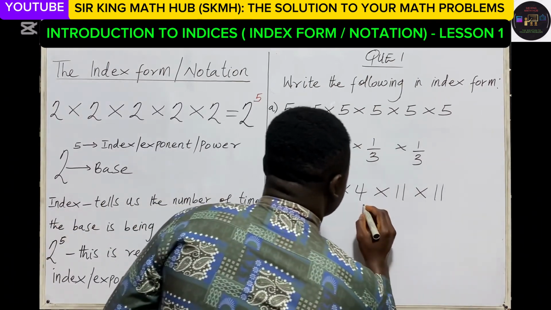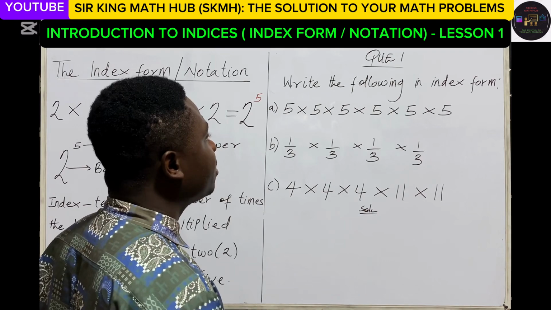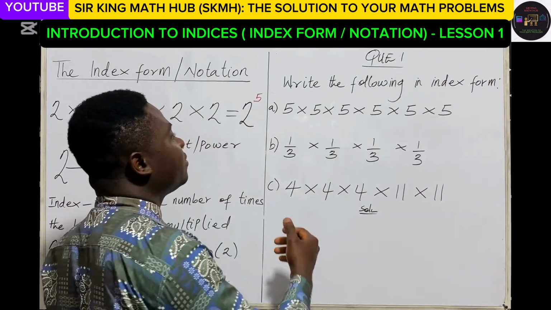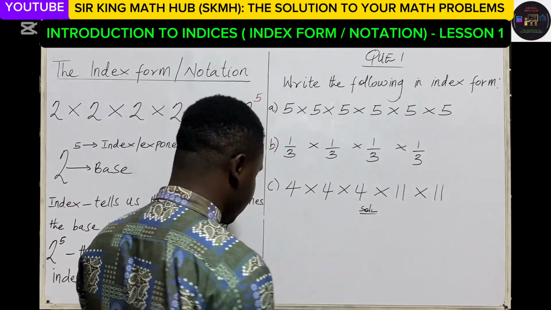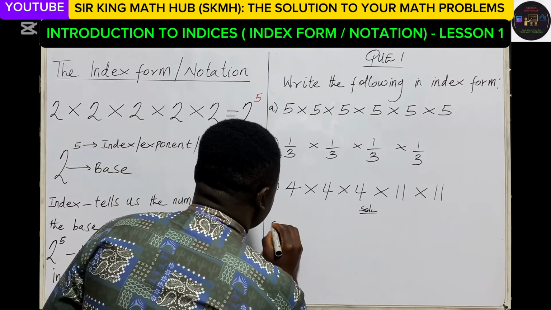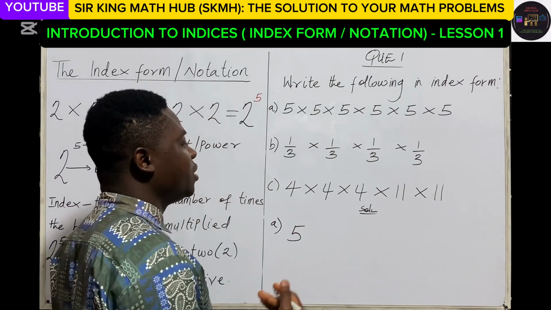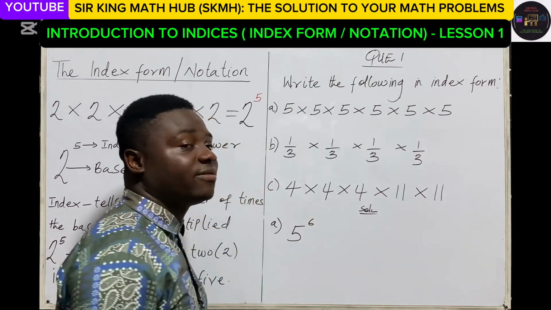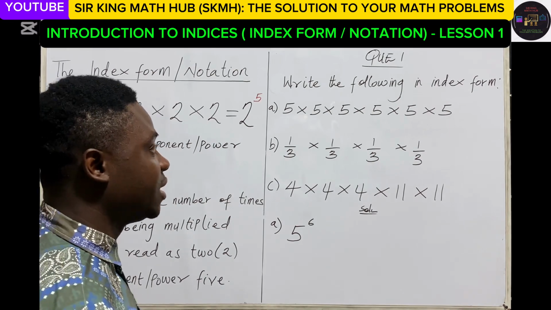So let's begin with the A. We have a number which is 5, which is being repeatedly multiplied by itself. So let's count the number of times. 1, 2, 3, 4, 5, 6. So number 5 is being multiplied by itself 6 times. So that is represented as 5 index 6 or 5 exponent 6.